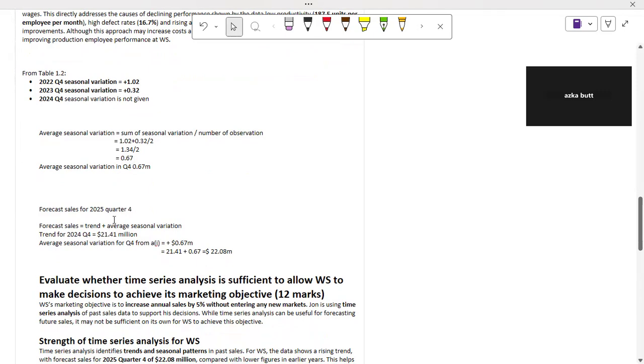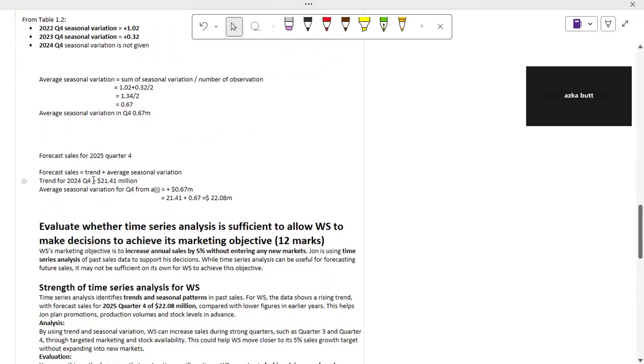The next question they ask is about the forecasted sales for 2025 quarter four. That's the second part. So how can we find it out? First of all, we will take the trend plus the average seasonal variation. The trend is already available. This is $21.41 million. And the average which we just found is 0.67. So if you add these two, your forecasted sales for 2025 quarter four will be $22.08 million.